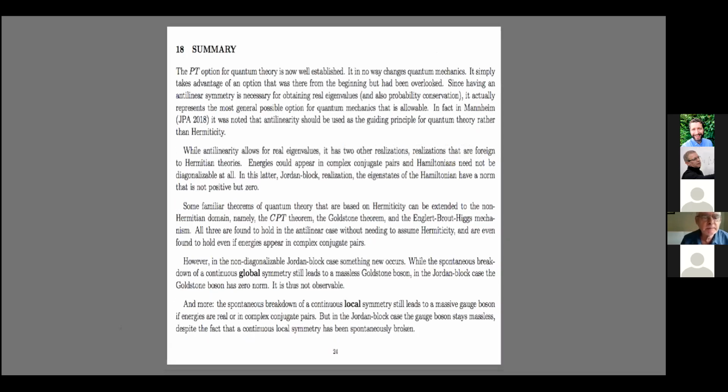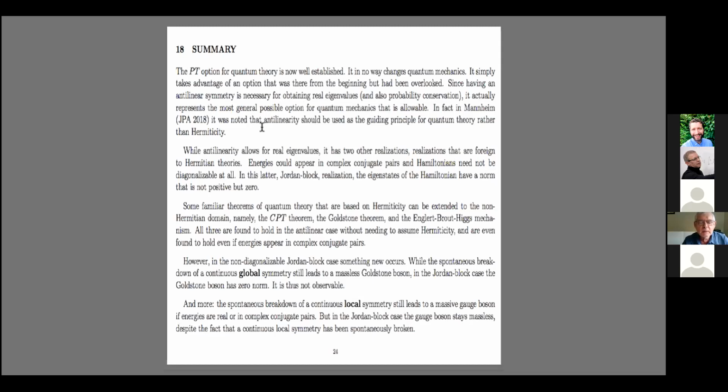Okay, summary. The PT option for quantum theory is now well established. It in no way changes quantum mechanics. It simply takes advantage of an option that was there from the beginning, but had been overlooked. Since having an antilinear symmetry is necessary for obtaining real eigenvalues, also for probability conservation, I didn't talk about that, it actually represents the most general possible option for quantum mechanics that's allowable.